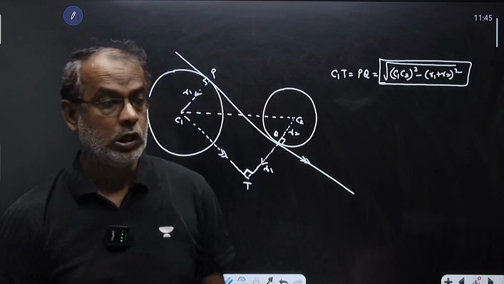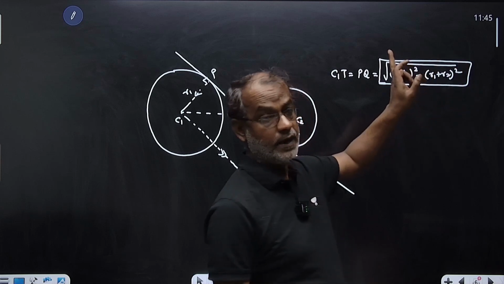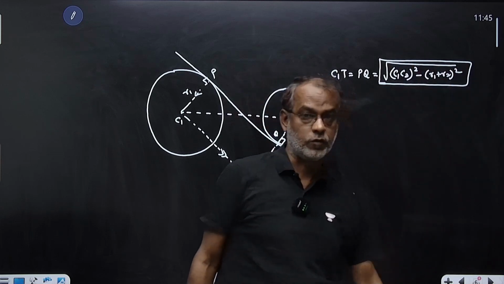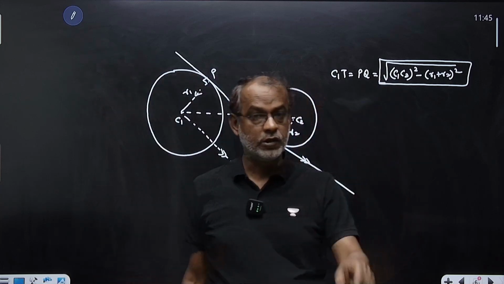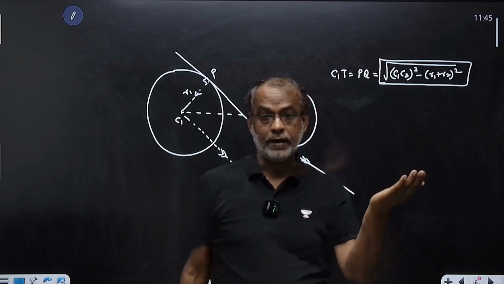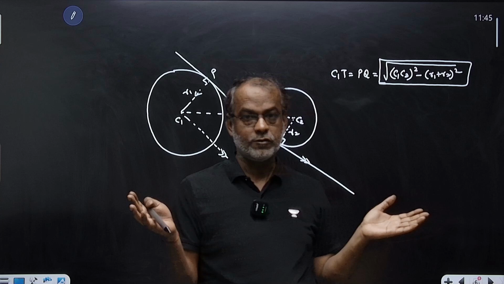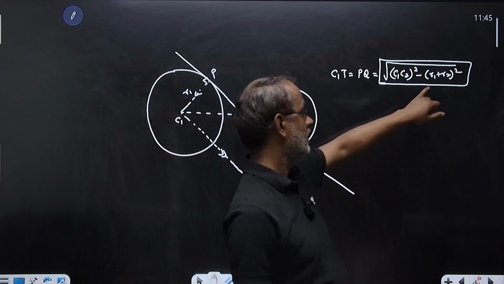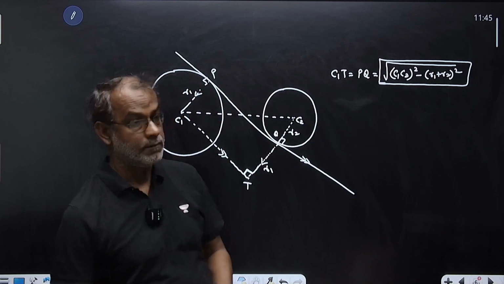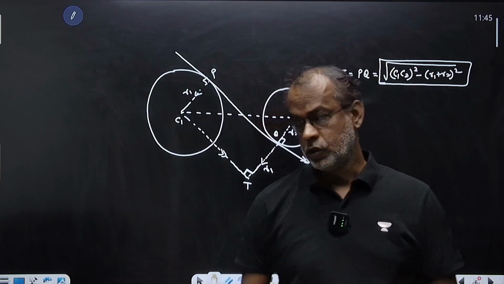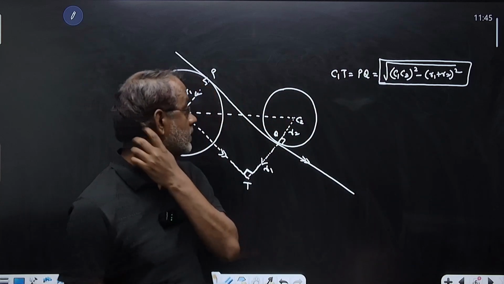Fine. So if you are able to recall the expression in the previous one, in direct common tangent, this was simply the square root of C1C2 squared minus (R1 minus R2) whole squared. C1C2 is the distance between the two centers, and the direct common tangent has a length more than the transverse common tangent, so we can have a perception like that. For the transverse common tangent it is C1C2 squared minus (R1 plus R2) whole squared. So these two things we must keep in mind.